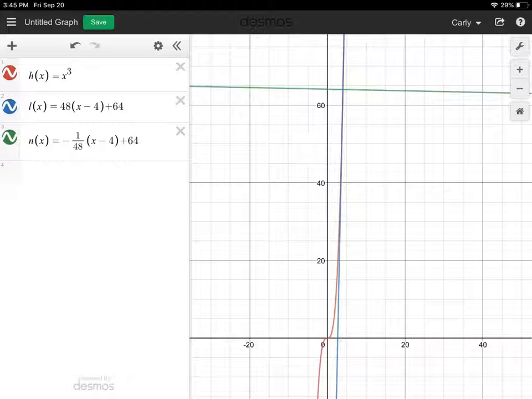So what we can see here is I've graphed my original function, my h of x equals x cubed. We had to zoom pretty far out so we can see the little bend here, but the x cubed function starts to grow pretty fast. I've got my tangent line, L of x is 48 times x subtract 4 plus 64. You can see that we're up here at the point 4 comma 64.